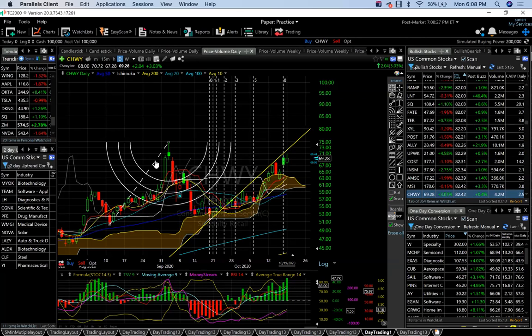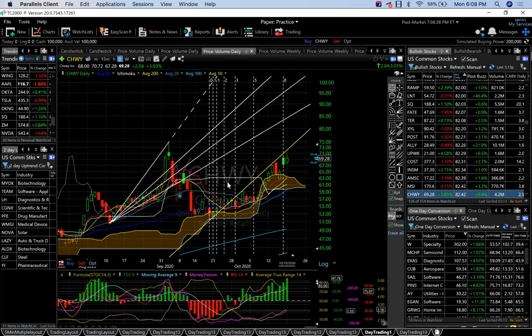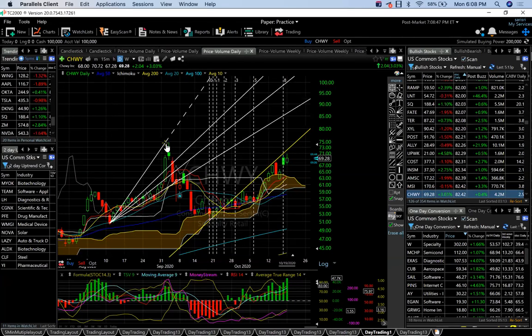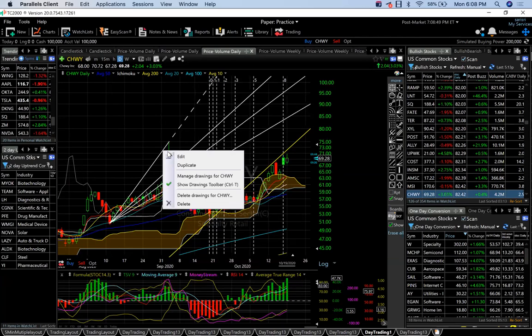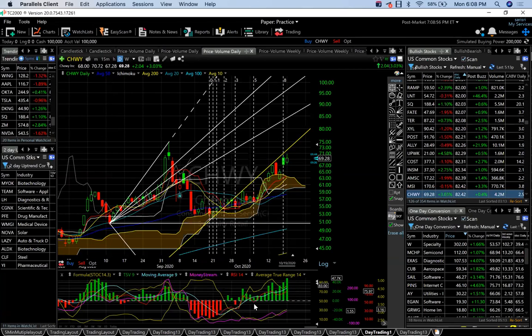Similarly, they have some fans. Same thing, it will tell you again the same thing. It will tell you, this is the way it will go. This is again 23.6, 38.2. If you want more, you can add more levels to it. They don't have big levels in this charting tool, but that's it. 23.6, 38.2.